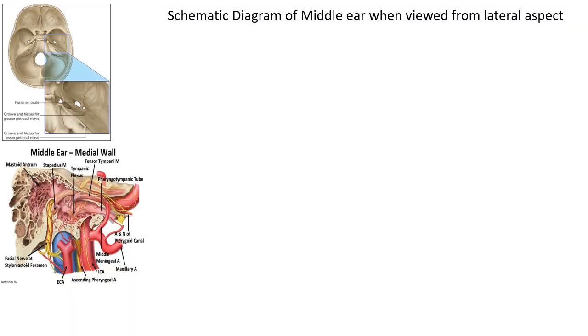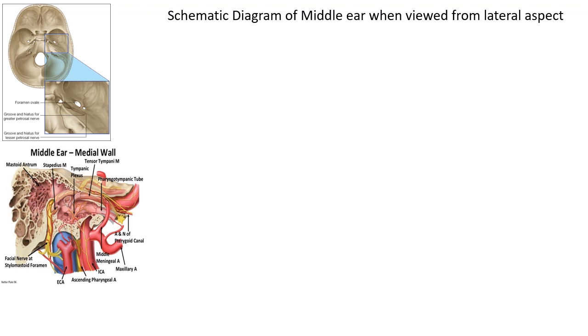Now this is a schematic diagram of the middle ear, which shows the relations of the middle ear to various structures which are surrounding it. Now some of these structures, because they are impinging on the middle ear, are forming some prominences. Some of them are showing some depressions. So we are going to be studying them and understand what the relations of the middle ear are.